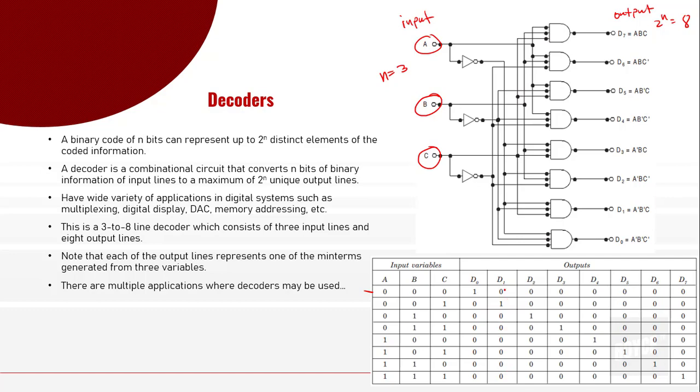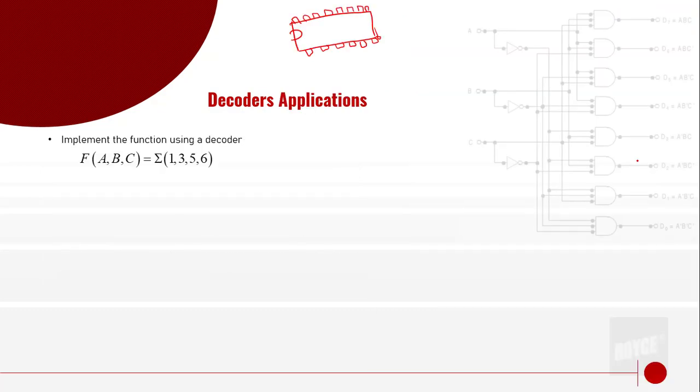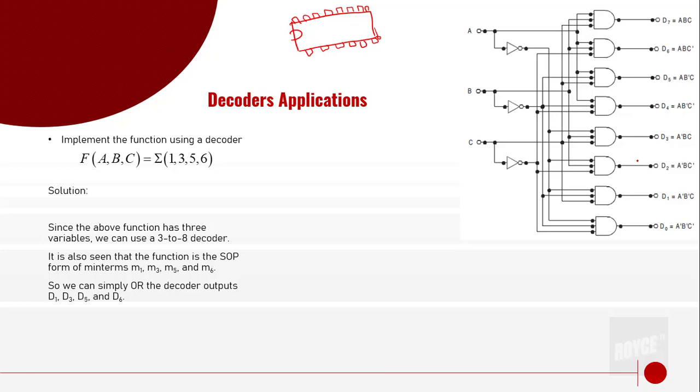Eh yung D1 na output, saan lang siya nag-logic 1? Sa 0, 0, 1 lang na input. So I can make an expression or a term for D1 that is A prime, B prime, C. Tama? And so on. A prime, B, C prime, and so on. So, now that we established na yun yung term ng bawat output, we can already put this into our circuit.